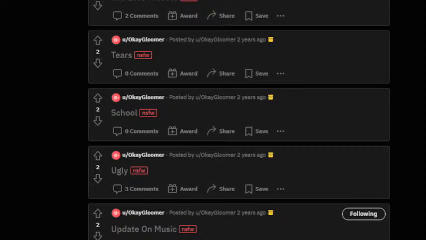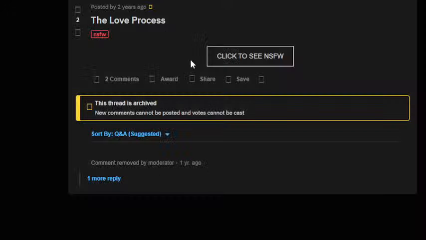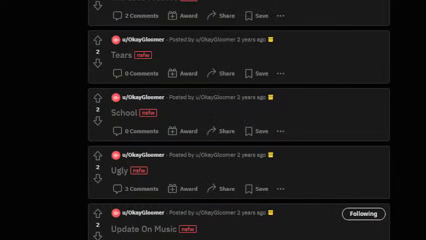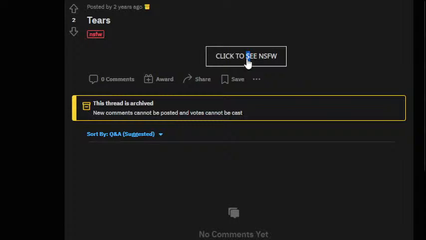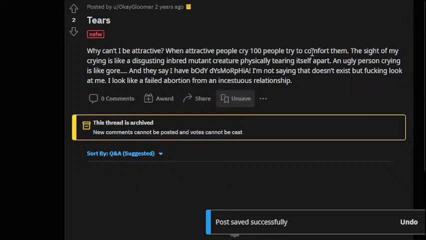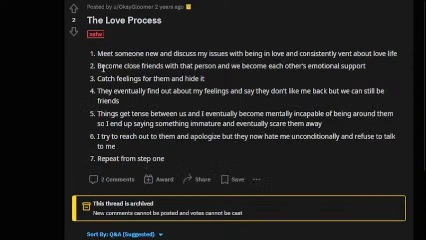And they say I have body dysmorphia. I'm not saying that doesn't exist, but fucking look at me. I look like a failed abortion from an incestuous relationship. That's pretty funny. That's my favorite one yet. I love that one. Why couldn't I roast other people the way I roasted myself? I'm adding this to my Reddit bookmarks. This is the first time I've ever bookmarked a Reddit post. This is awesome. Hashtag this is awesome. All right, the love process is epic. Wait, were these posted on a subreddit? Some of them, yeah. I re-uploaded them to my page.